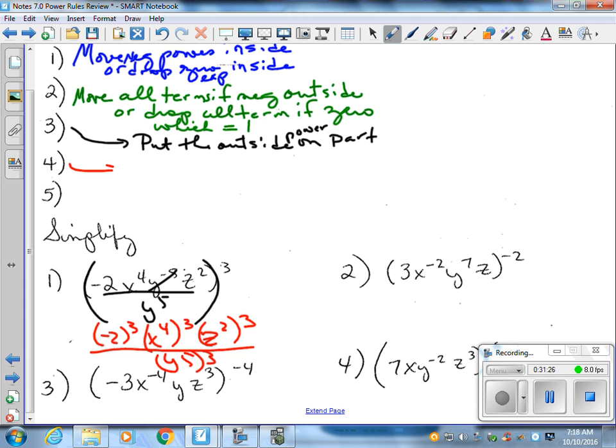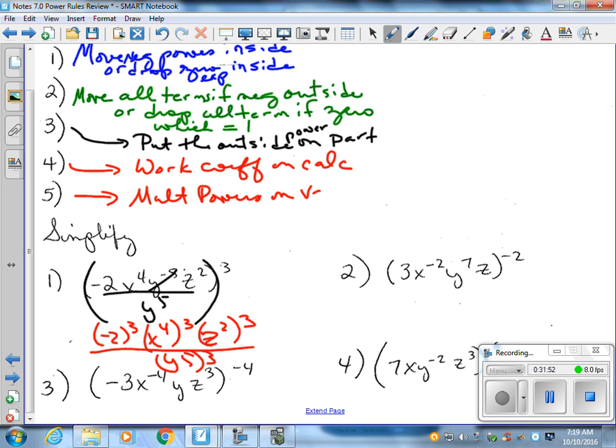And then step 4, you're going to work the coefficient on the calculator, if you need to work out that power problem. And step 5 is you're going to multiply powers on the variable terms.